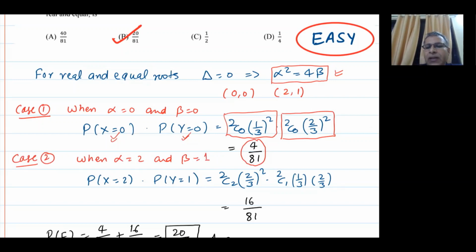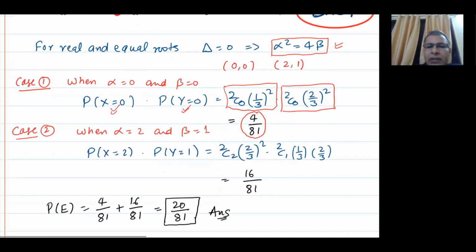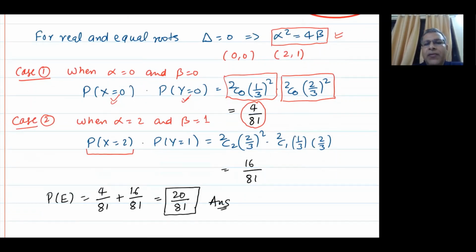So y equal to 1. Now what is the meaning of x equal to 2? X equal to 2 means 2 heads appear when we toss a coin twice. So that means 2C2, (2/3) whole square, and 1 head appears tossing 2 coins. So 2C1, (1/3) whole power 1 and (2/3) whole power 2 minus 1. So this value will be 16 upon 81.